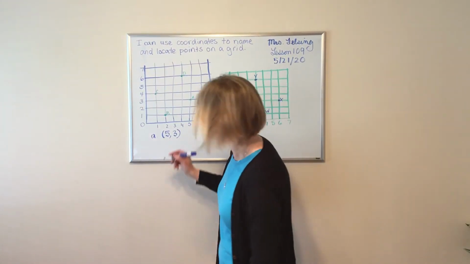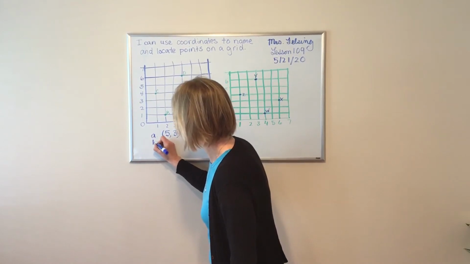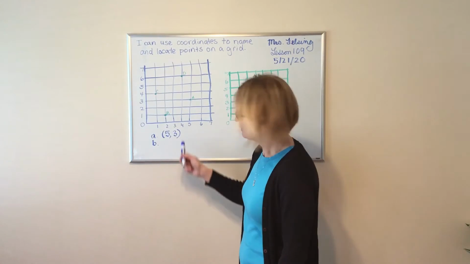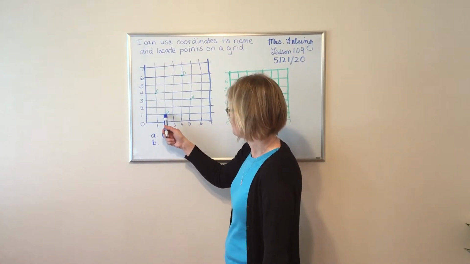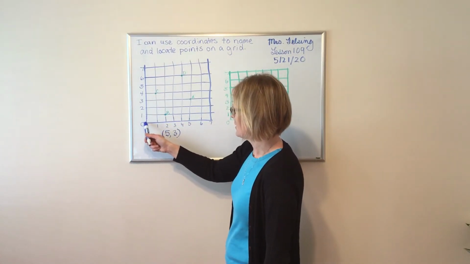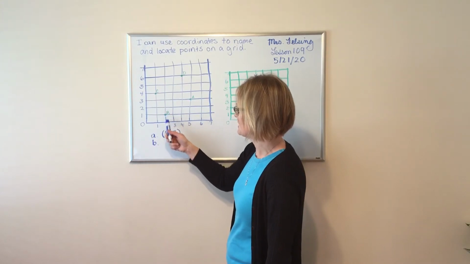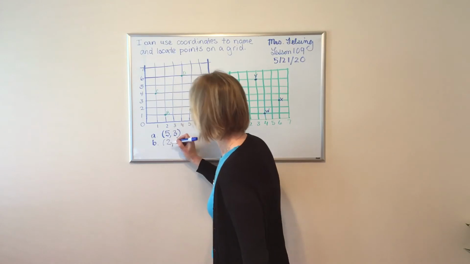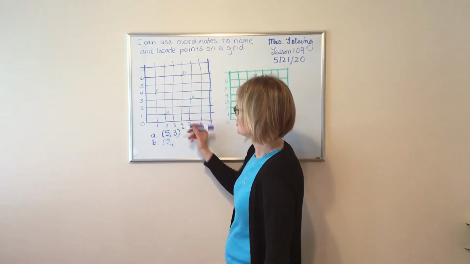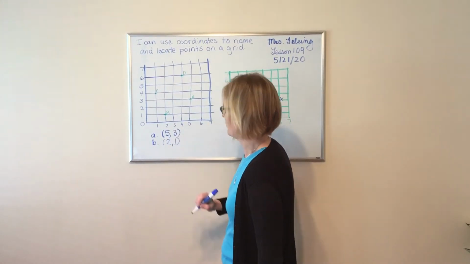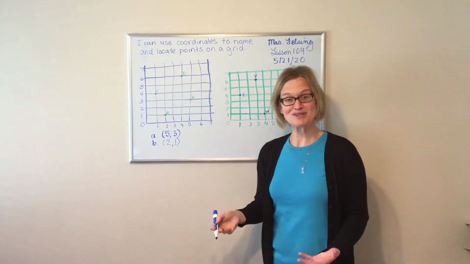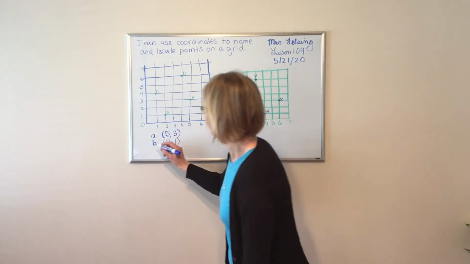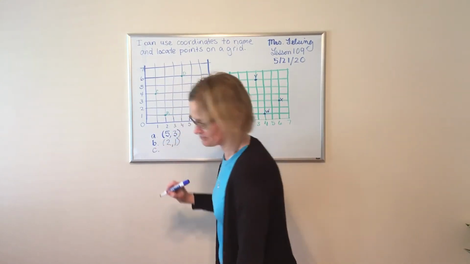So let's take a look at letter B. It's asking for point B. Point B is this little guy right over here, very close. So again, I start at 0. I go across 1, 2. It's on that second line. So I do 2, and then I'm going to go up how many? Just 1. And that is where B is located. Are you starting to get the hang of it? I think you are.